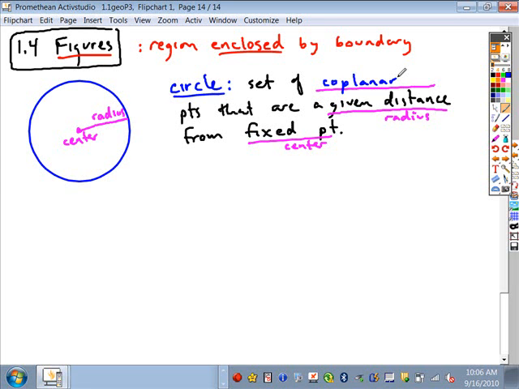There are a couple other elements in a circle that you do need to be somewhat aware of. The first is, if you take a segment and extend it from the center to the circle itself, that's the radius. But if you take a segment and extend it so that its endpoints both lie on the circle itself, that's called a chord.